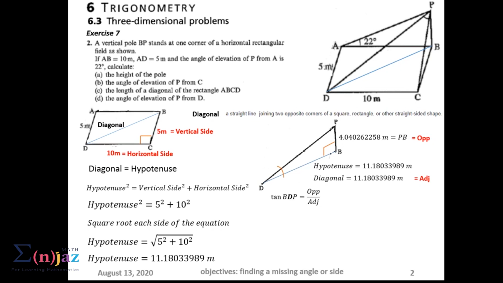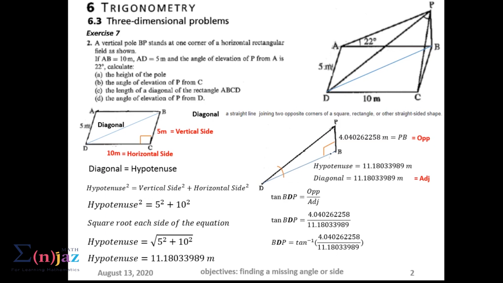Now I'm going to use the tan rule to calculate the unknown angle, which is opposite over adjacent. Let's simply substitute in this formula. Tan BDP is equal to 4.04 over 11.2. Now we're going to use the tan inverse to find the unknown angle. So we're going to say BDP is equal to tan inverse 4.04 over 11.2.